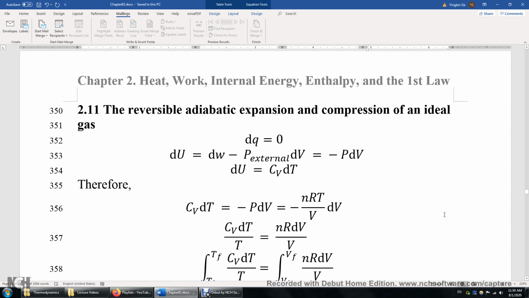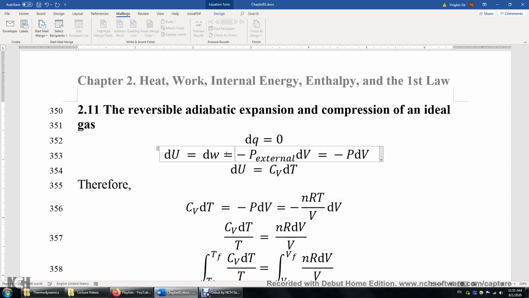Section 2.11: The reversible adiabatic expansion and compression of an ideal gas. Adiabatic means Q is 0, dQ is 0. In that case, dU equals dW, and dW is equal to negative P external dV. Because this process is reversible, P external is equal to P. So we have dU equals dW equals negative PdV.